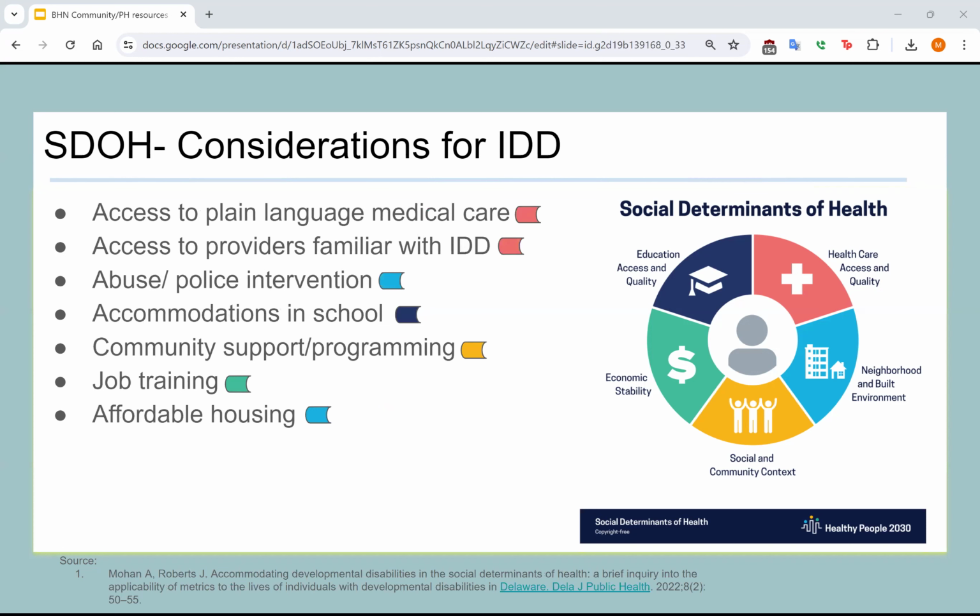So for IDD, they found that access to plain language information and resources, and quality healthcare where people actually understood where they're coming from, were really important considerations. Also, sadly, the environment, whether they experienced abuse in their community or unnecessary intervention from police. Accommodations in school not being adequate, and community support or programming. The researchers thought that this could have been because there were resources available, but they weren't connected to them, so some people didn't realize that they had resources that they could use. Job training and affordable housing.